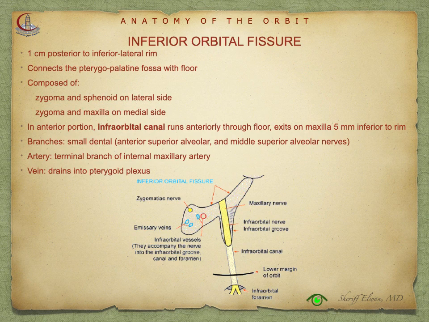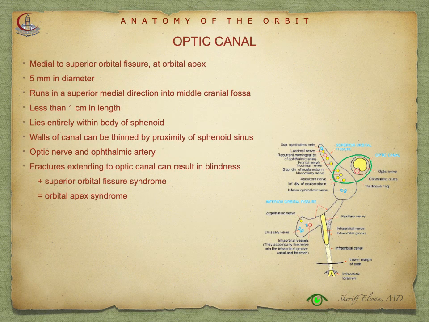The branches transmitted through it are the small dental branches, that is the anterior superior alveolar and middle superior alveolar nerves. The artery that passes through it is the terminal branch of the internal maxillary artery, and the vein drains into the pterygoid plexus. The optic canal lies medial to the superior orbital fissure at the orbital apex.